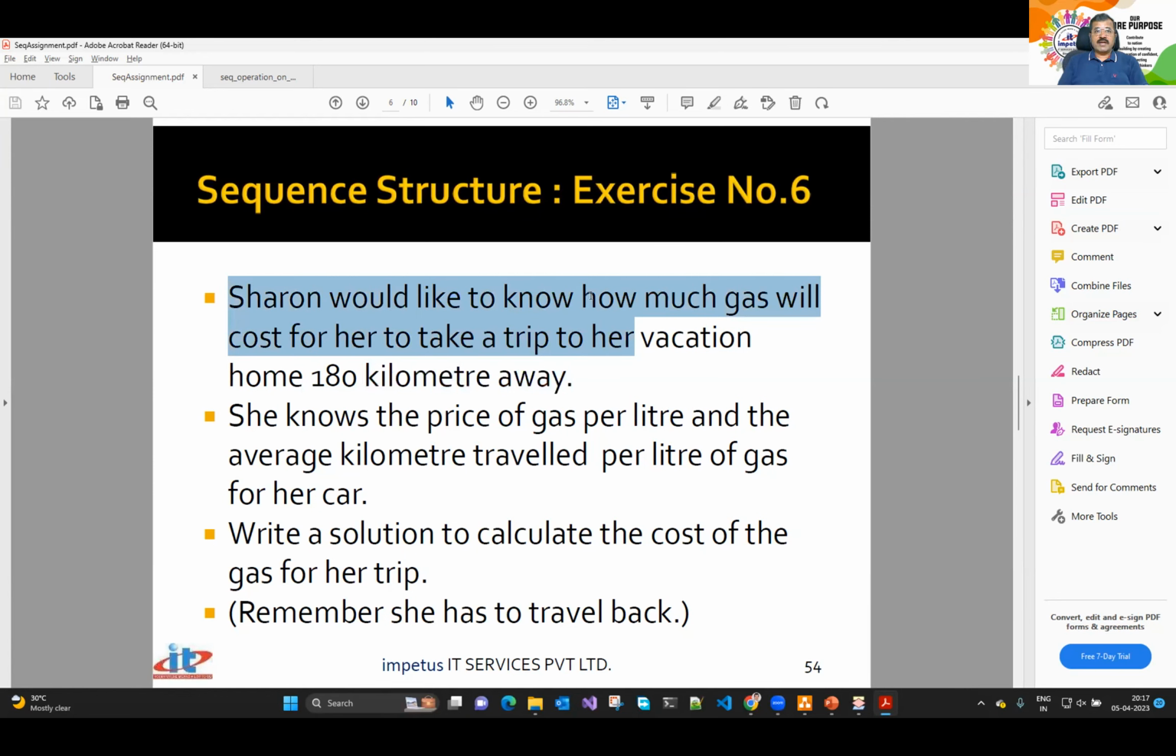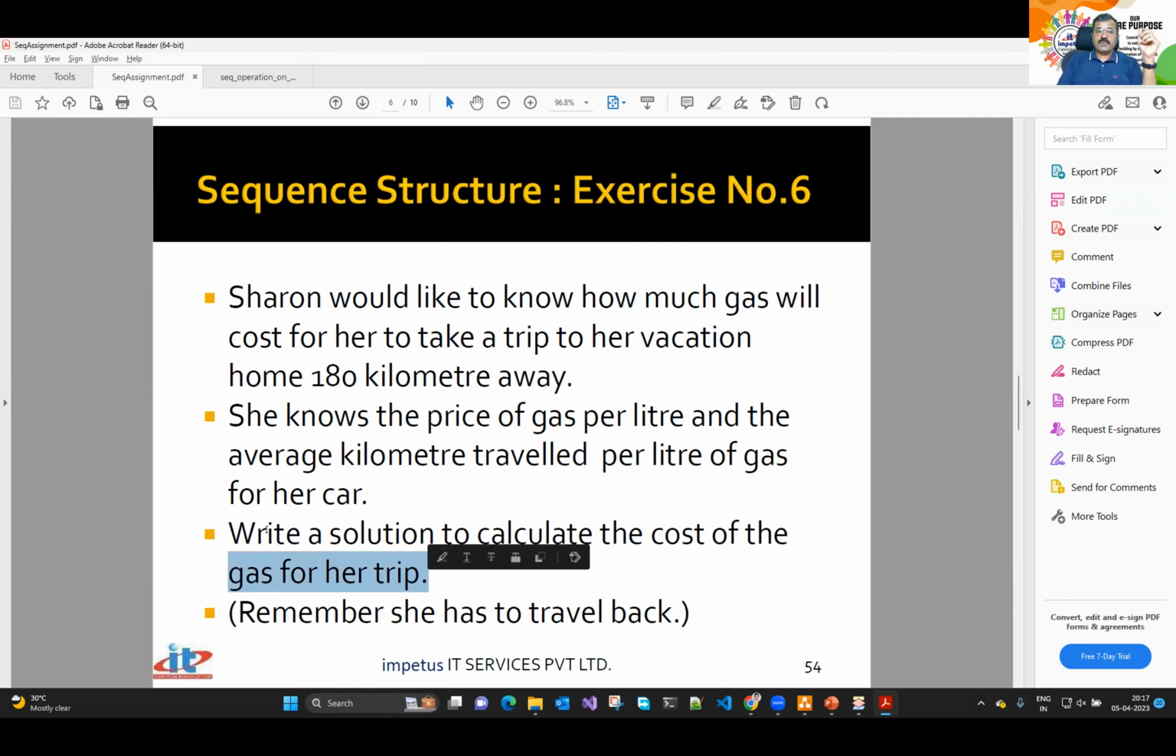She would like to know how much gas will cost her. So what's the cost of the travel is what she would like to calculate. When you read the problem, try and understand the crux. Write a solution to calculate the cost of the gas for the trip. Here the problem definition is almost given, but it also reminds us that the traveler has to come back. So the total cost: she's not just going from Pune 180 kilometers, say somewhere near Nasik. It's not like Pune to Nasik jana hai, Nasik se wapis bhi aana hai. She would like to come back as well.